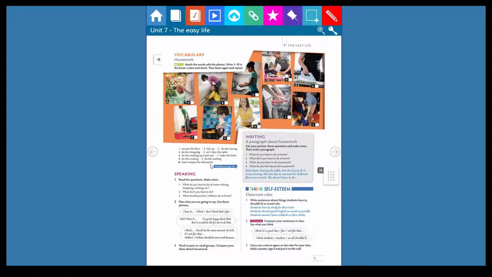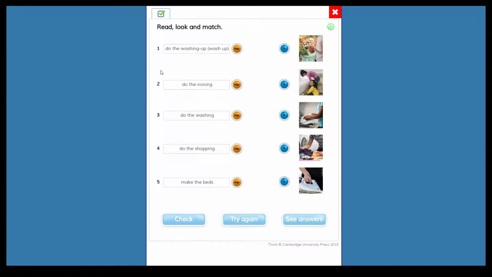Did you finish? Very good. So let's check together now. Okay. Do the washing up. What do you think? Do the washing up. Very good. This picture. Number 2, do the ironing. This is do the ironing. Very good. Number 3, do the washing.